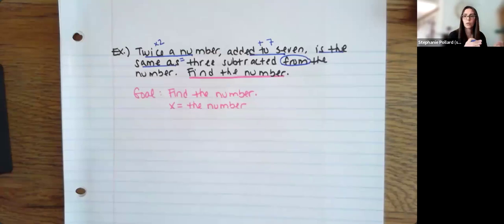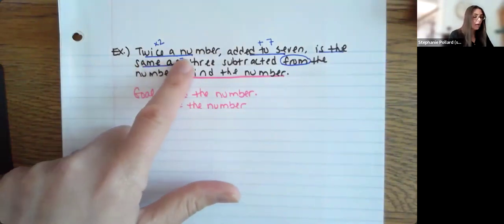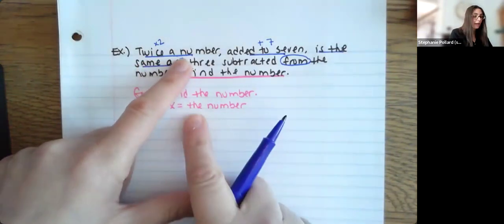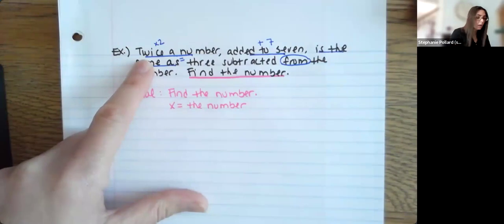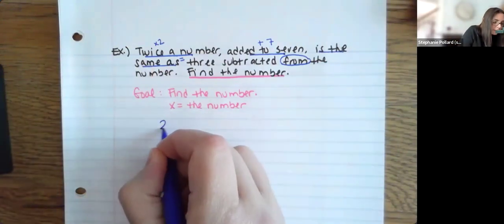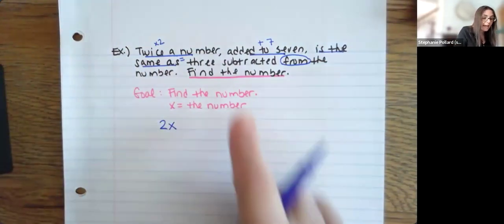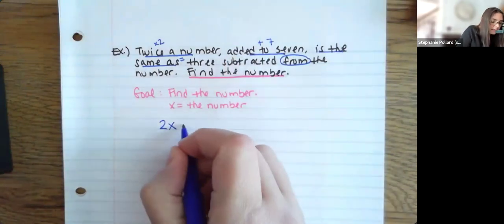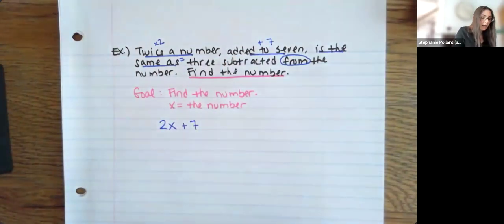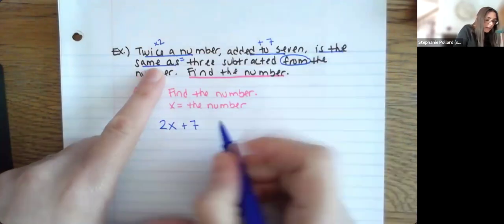So now I'm going to go just slowly and write my equation. So I see twice a number. I'm using x to represent the number. I know twice means to multiply it by 2. So that would be 2x. Added to 7, so plus 7, is the same as, is equals.